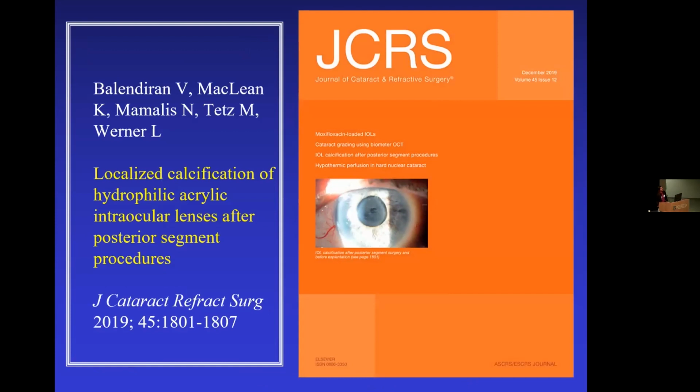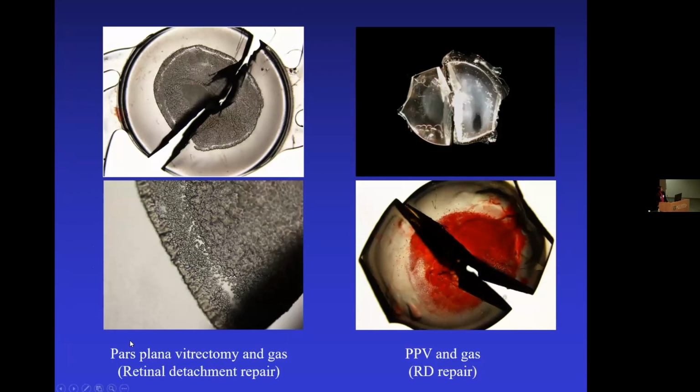But we thought initially this is all related to intracameral injections of air or gas, and you have this air in contact with the anterior surface of the lens. But then we started to receive a lot of hydrophilic acrylic lenses with exactly the same pattern of calcification occurring after procedures in the posterior segment. And you have some examples here after retinal surgery. So again, so localized to the pupillary opening or the capsular axis opening. So this is the area of the lens that's in direct contact with the aqueous humor.